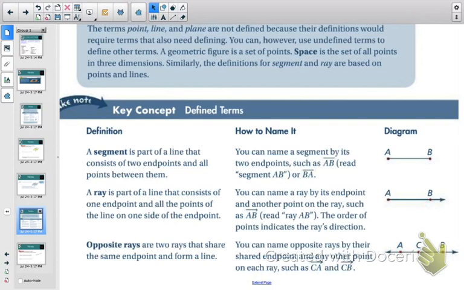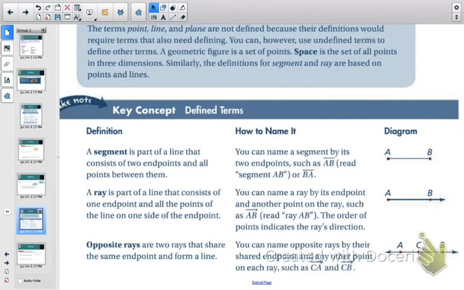A ray has an endpoint, and then it extends forever in one direction. So it's part of a line. It's kind of like a half line. So it has an endpoint, and then it extends in one direction forever. You can name a ray by its endpoint and the other point on the ray, such as ray AB. And notice the arrow is in the direction that it's extending. So the arrow is pointing to the B, not to the A, because A is where it starts.